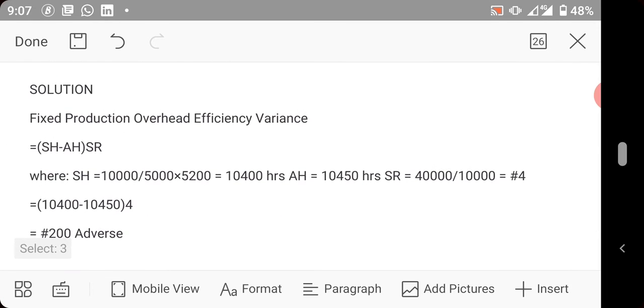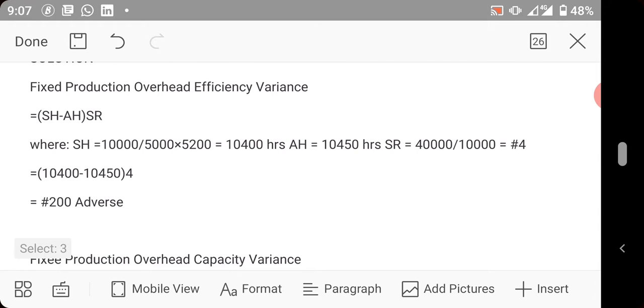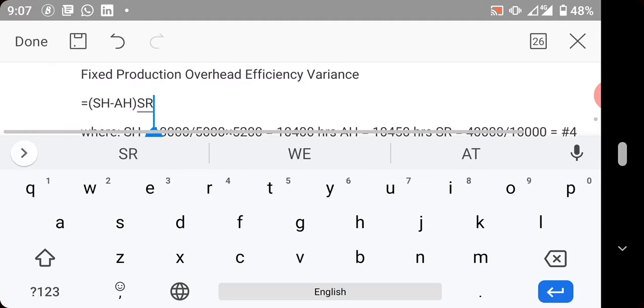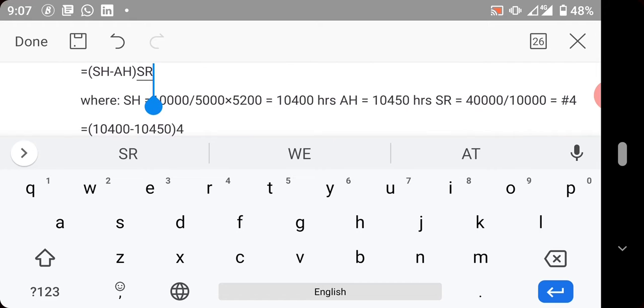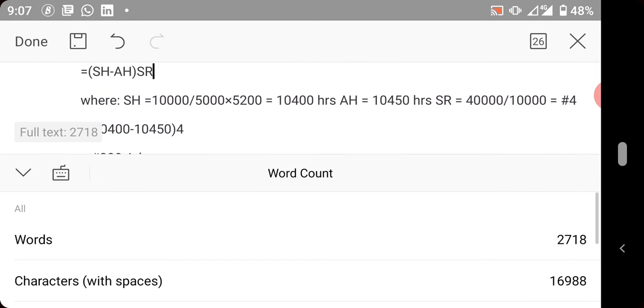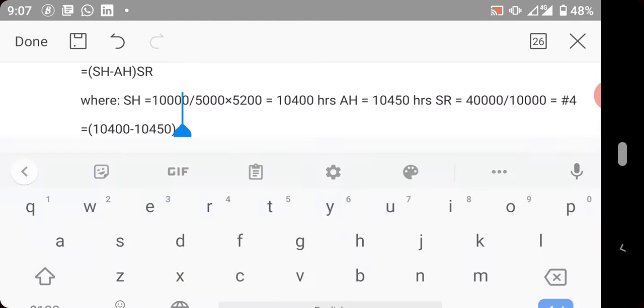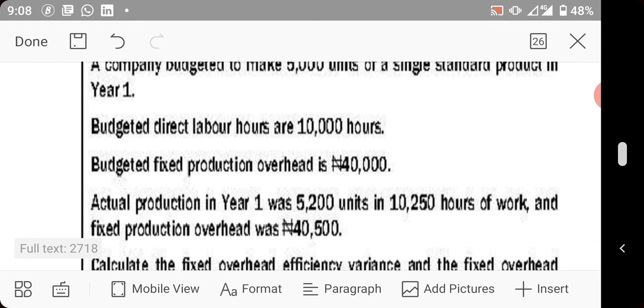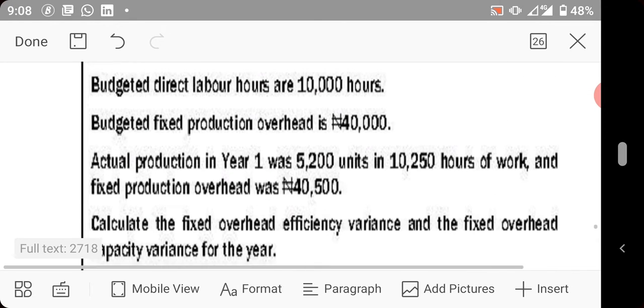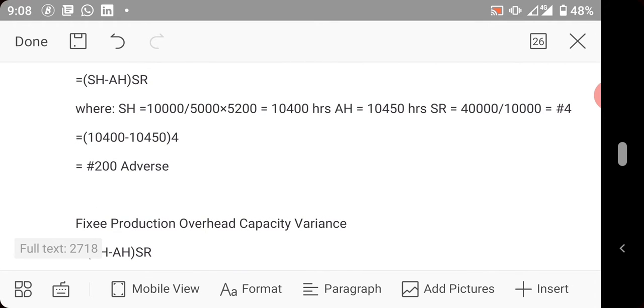So the first one we did was fixed production efficiency variance. The formula is standard hour minus actual hours times standard rate. Now, you have to find standard hour. How do we get our standard hour? Our standard hour will be 10,000 hours divided by 5,000 products. That was what they told us, that they budgeted 10,000 hours and they budgeted 5,000 units. So what is the standard hour per unit? The standard hour per unit will now be 2 hours.